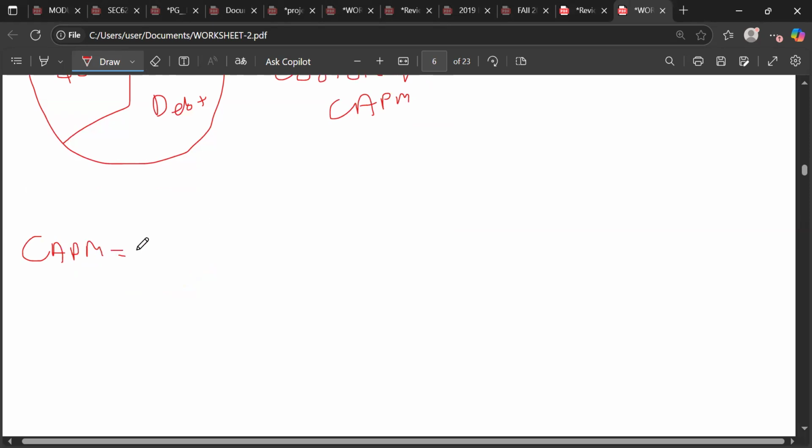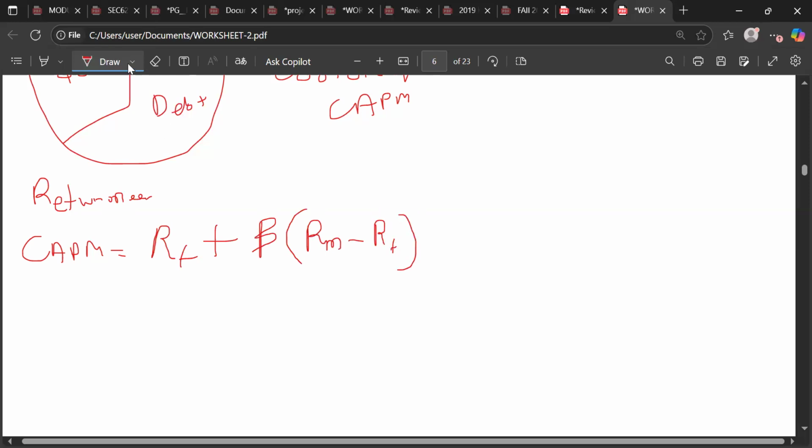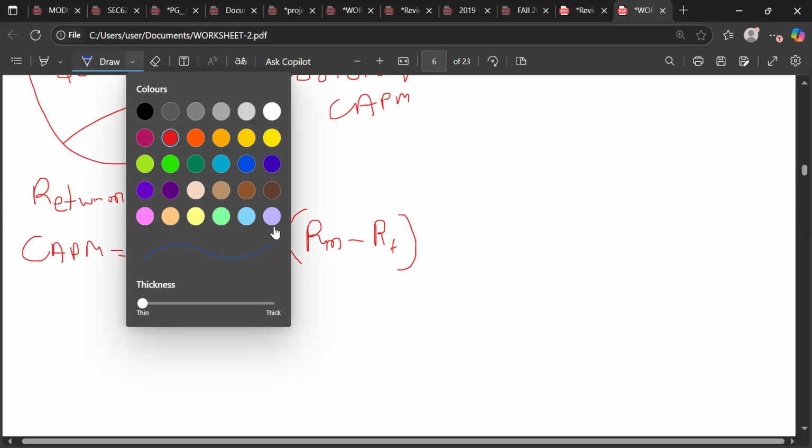So we say CAPM would be equal to, we're finding the return now, the return on equity. So CAPM is equal to the risk-free rate plus the common equity beta coefficient, which is the measure of systematic risk, multiplied by your market return minus your risk-free rate. Now, this difference you're seeing here is referred to as your market premium, your risk premium.